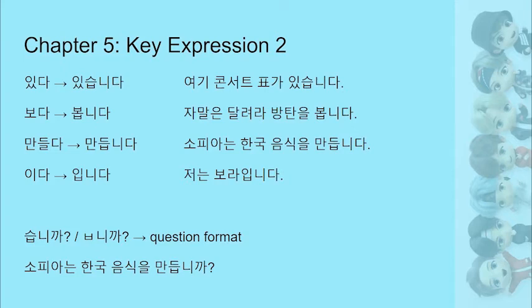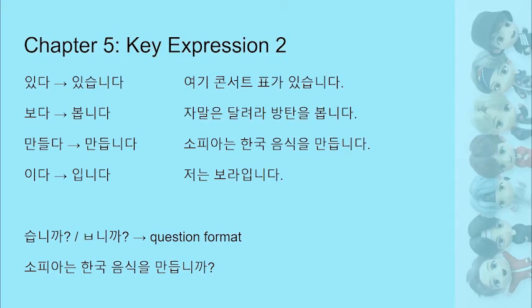So for the example sentences, we have 여기 콘서트표가 있습니다. So here is a concert ticket using the 씁니다 form. 콘서트표 is concert ticket. The next one is 자말은 달려라 방탄을 봅니다. So Jamal watches 달려라 방탄 or Run BTS. The next one is 소피아는 한국 음식을 만듭니다. So Sophia makes Korean food.